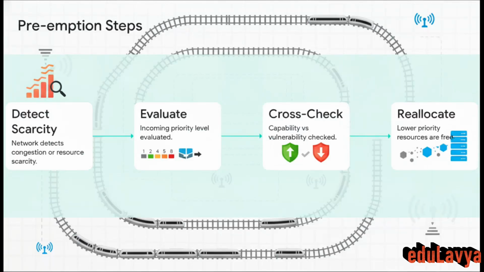Let's put the theory and configuration together and walk through the chronological steps of how preemption actually executes. Step 1, the network detects that congestion or resource scarcity is happening. Step 2, a new incoming communication arrives, and the system immediately evaluates its priority level. Again, that's going to be a number from 1 to 8. Step 3, the system cross-checks the preemption capability of that new incoming flow against the preemption vulnerability of the flows already running. And finally, Step 4, if it's authorized, those lower priority resources are freed up and instantly reallocated to our critical incoming communication. It's a very precise, linear process.